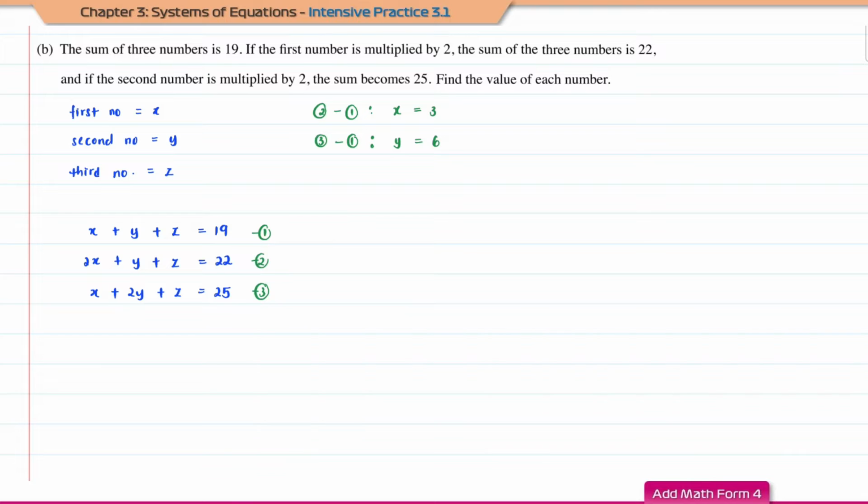Next, we still need to find the variable z. I'm going to substitute x equal to 3 and y equal to 6 into equation number 1 for us to find the z. So therefore, 3 plus 6 plus z equals 19. So z will become 19 minus 9 here, since 3 plus 6 is 9, and then move it to the other side. Therefore, z is equal to 10.